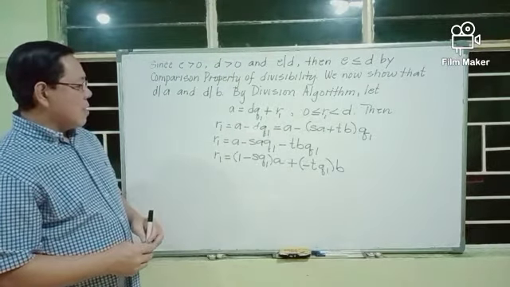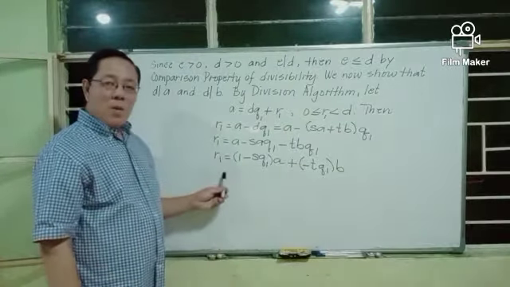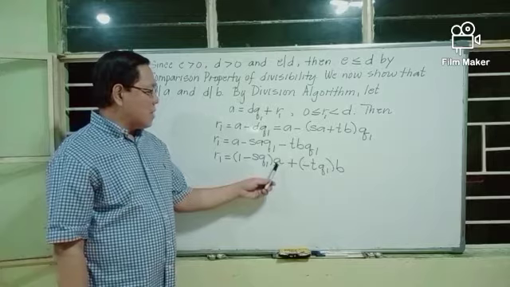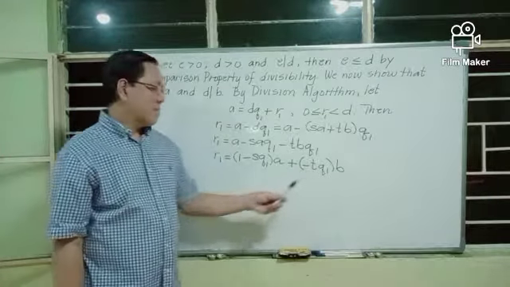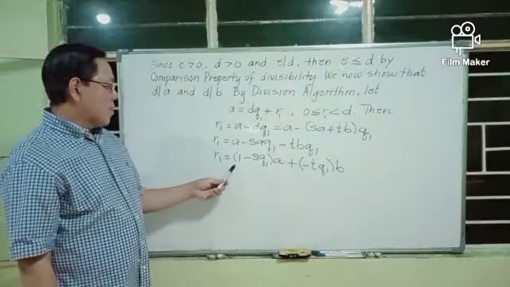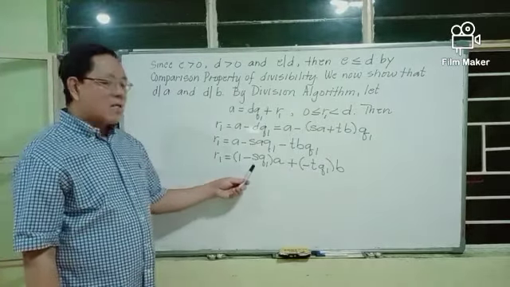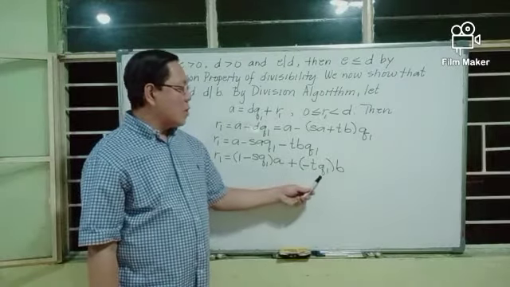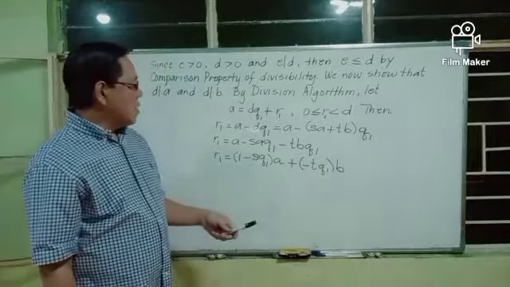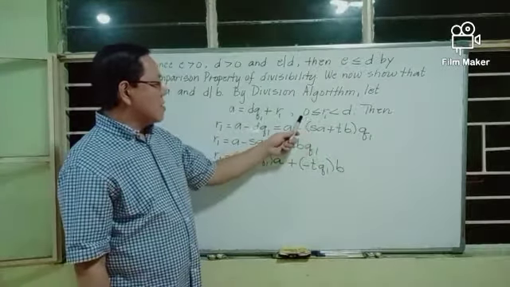Now you can see that R1 is a linear combination of A and B, where the integers m is equal to 1 minus SQ1 and n is negative TQ1. But we know that R1 is greater than 0.